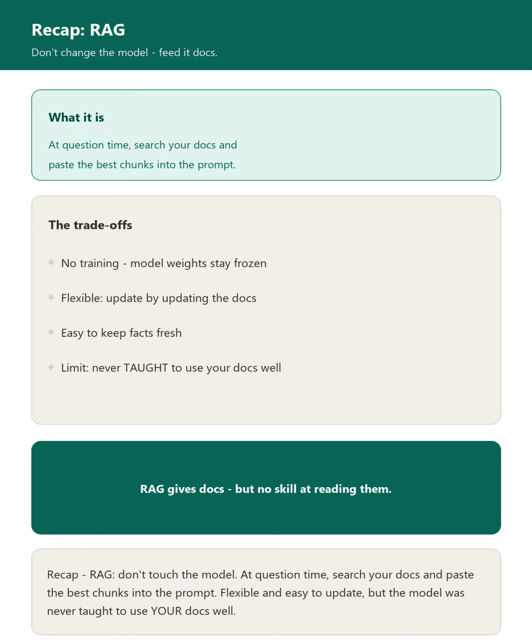RAG, or Retrieval Augmented Generation, means you do not change the model at all. Instead, at question time you search your documents, grab the most relevant chunks, and paste them into the prompt. The model then answers using that fresh context. It is flexible and easy to update, but the model was never trained to use your specific documents well.